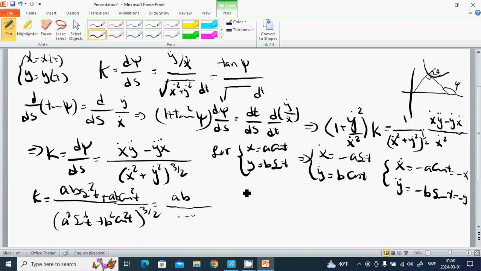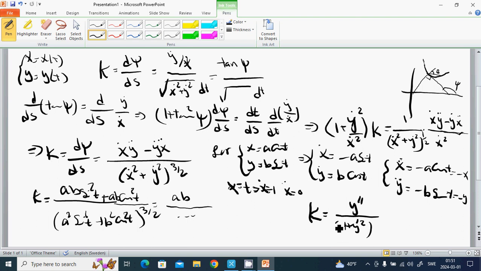Only note that if x equals t, then x prime equals 1 and x double dot is 0. And k becomes y double prime divided by (1 plus y prime squared) to the power of 3/2.